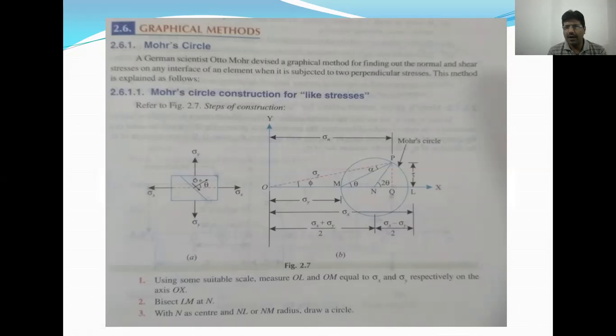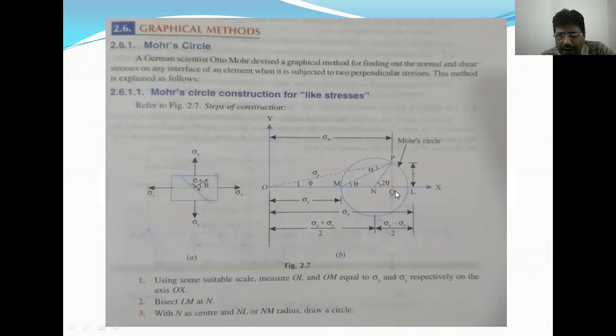So n is the center point, and having got the center point and two extreme points, we can draw a circle. We will draw a circle by taking mn or nl as the radius. We'll put the compass at n and draw the circle. This circle is called the Mohr circle, named after the German scientist Otto Mohr, who devised this technique of graphical solution for finding stresses.